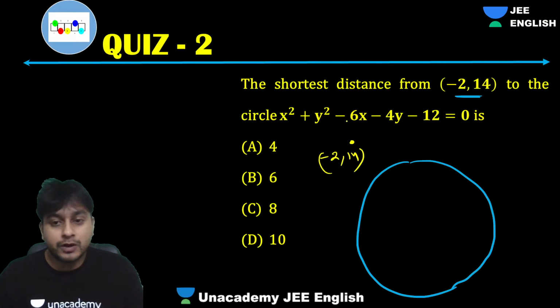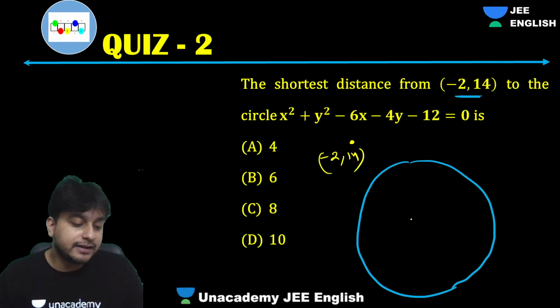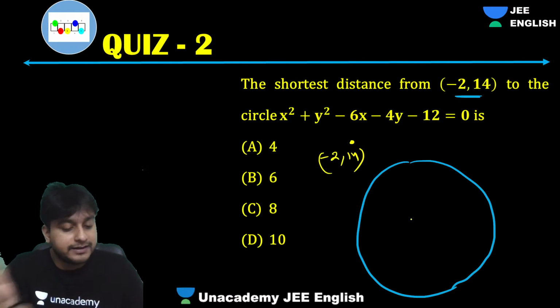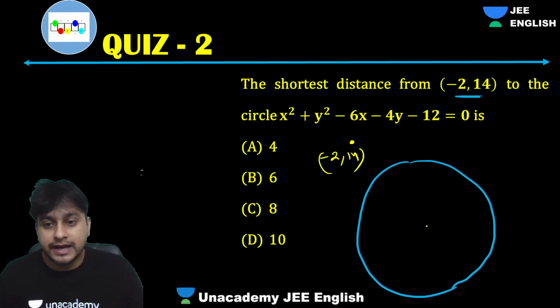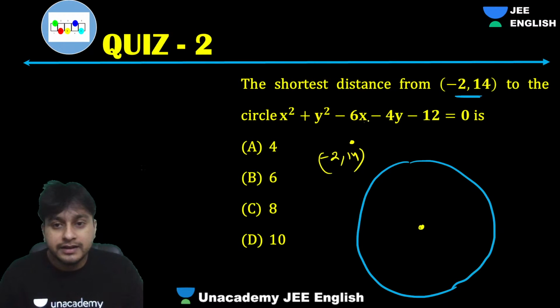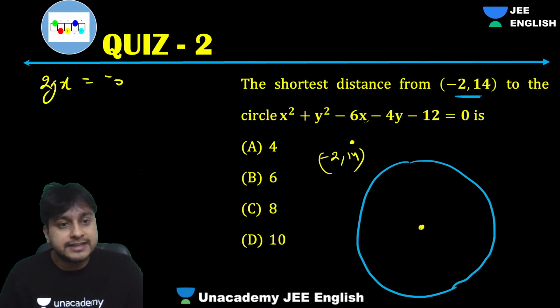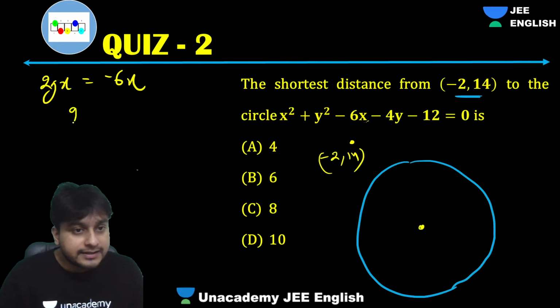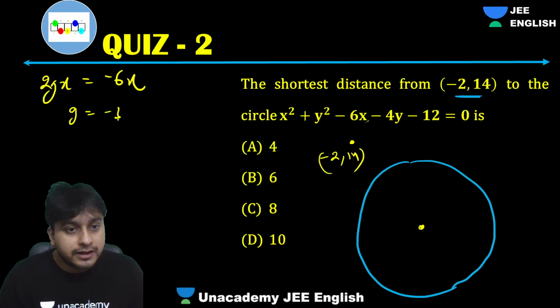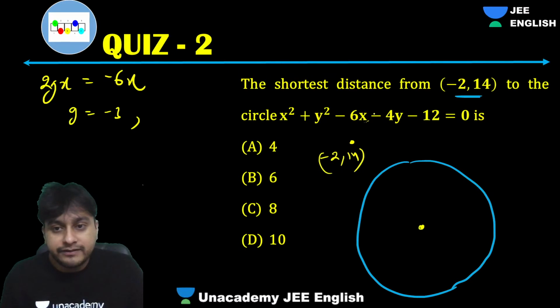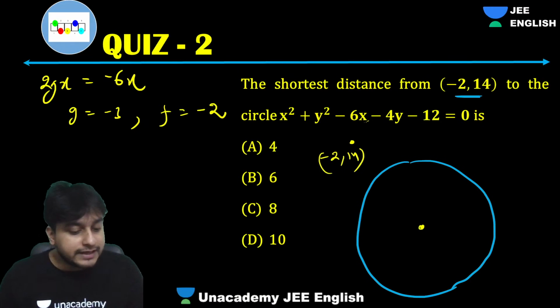So what will you get? Tell me. So guys, what will be the center? Just wait for a minute, let me complete this. I'll answer your doubt. Just by comparing this, 2gx will be what? Minus 6x. Let's go by basics. Can I say g will be equal to minus 3? And similarly, comparing, f is equal to what? Minus 2.